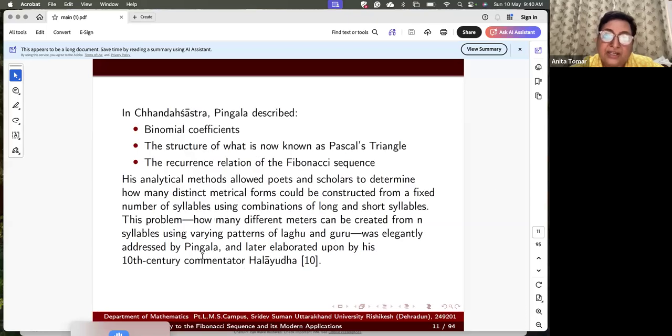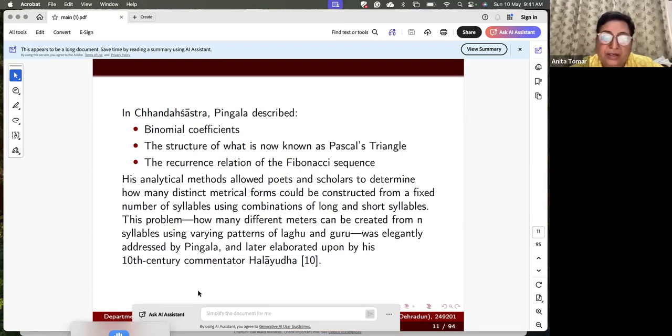So in Chandas Shastra, Pingala described binomial coefficients, the structure of what is now known as Pascal's triangle, and the recurrence relation of the Fibonacci sequence. His analytic methods allowed poets and scholars to determine how many distinct metrical forms could be constructed from a fixed number of syllables using combinations of long and short syllables. This problem, how many different meters can be created from n syllables using varying patterns of Laghu and Guru, was elegantly addressed by Pingala and later elaborated upon by his 10th century commentator Halayudha.